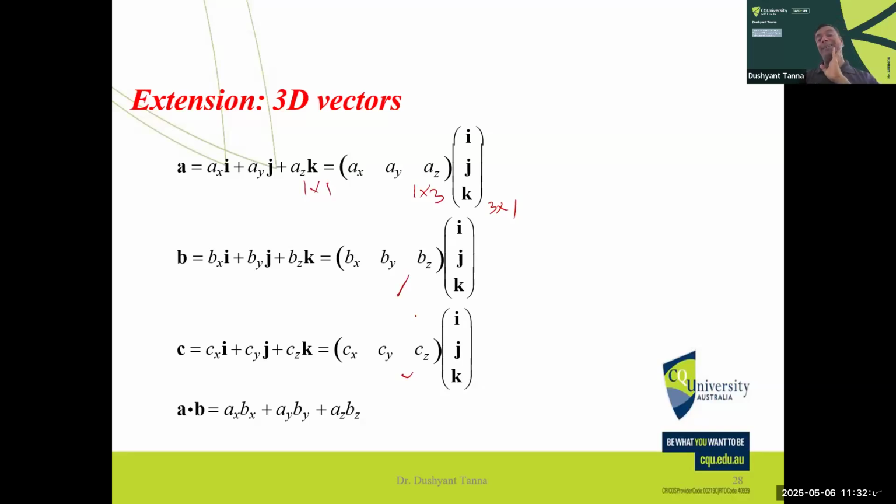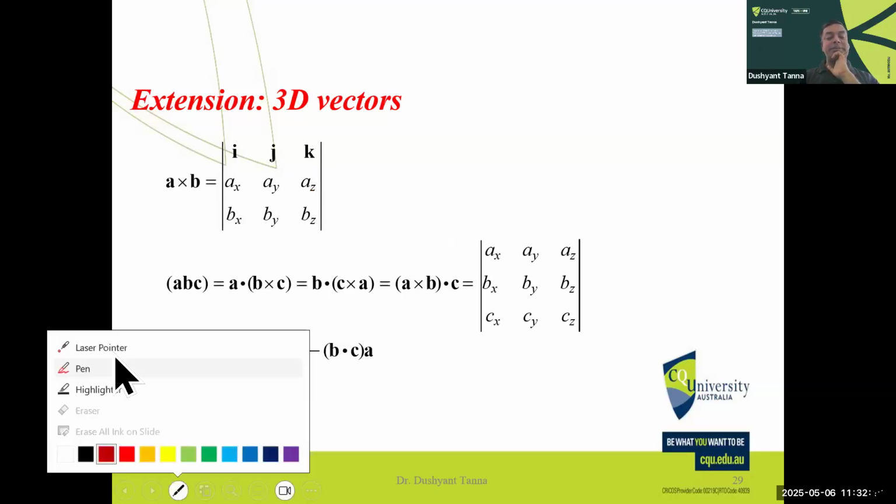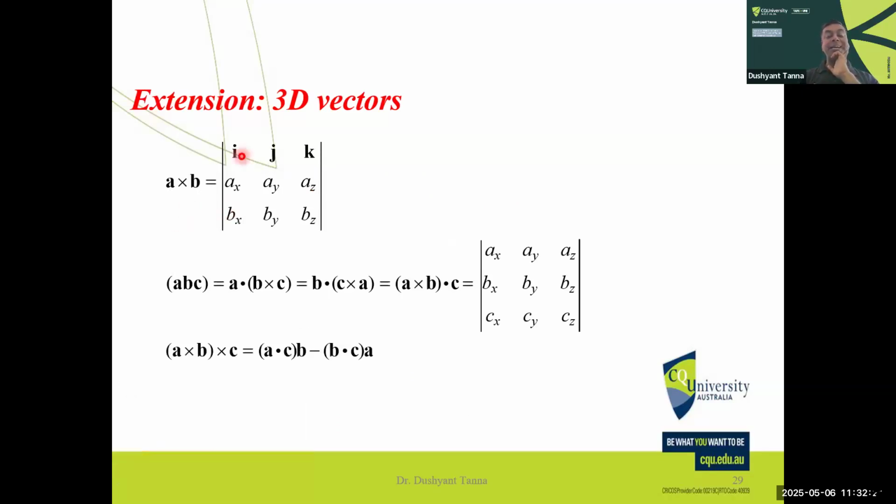So here K, the third dimension, is the cross product of I and J, right? And when you talk about the dot, it is first with first, second with second, third with third. Cross is a fancy determinant. So vector A cross B is the determinant of I, J, K, AX, AY, AZ, BX, BY, BZ. And then you expand it the same way which we did, extending 2 columns, having I, J and K, and then expanding it here.